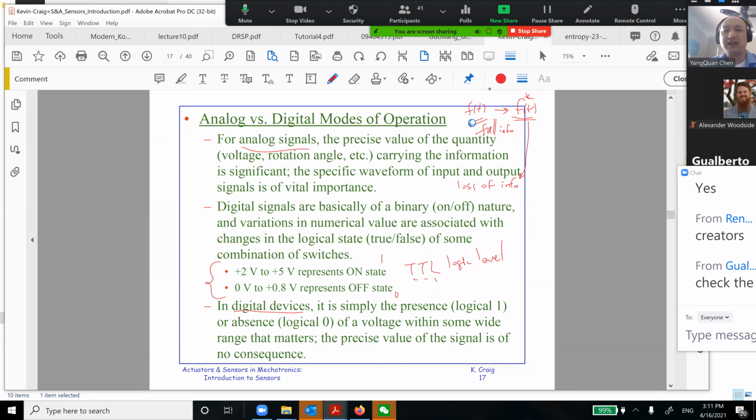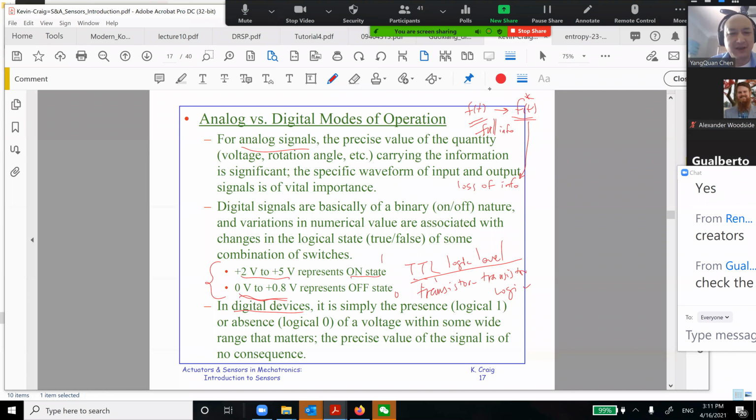So digital is like this is TTL logic. TTL stands for transistor-transistor logic. Okay, so it's level on, from 2 to 5 volts is all considered as on, and 0 to 0.8 is all considered as off. So 0 and 1. Therefore, you can see this is very robust to noise. If you have some noise just within the threshold, no worry. Okay, no worry.